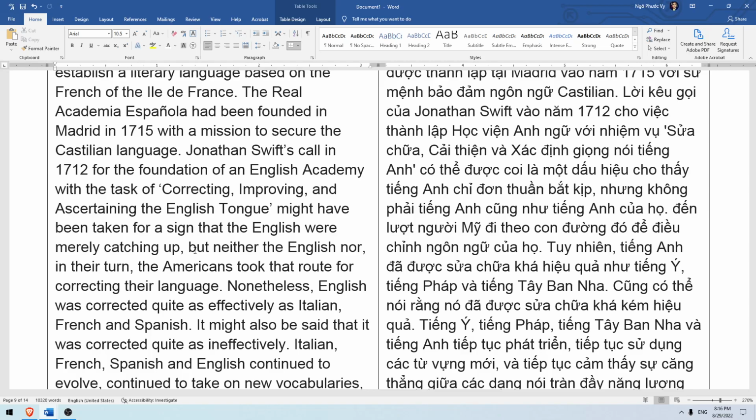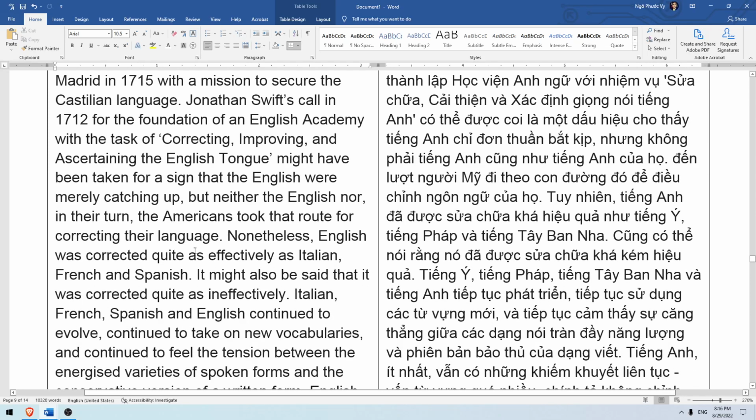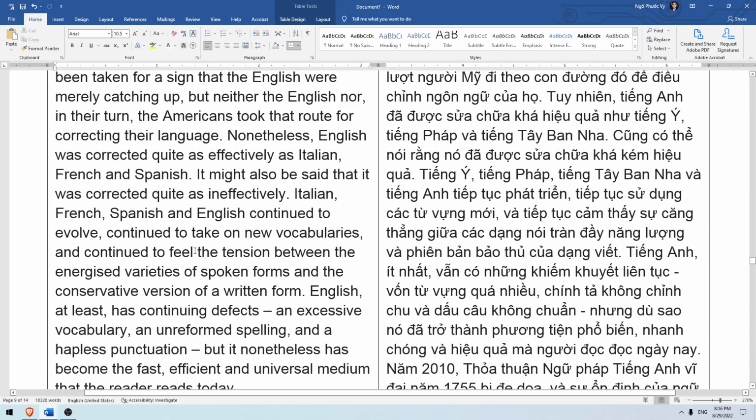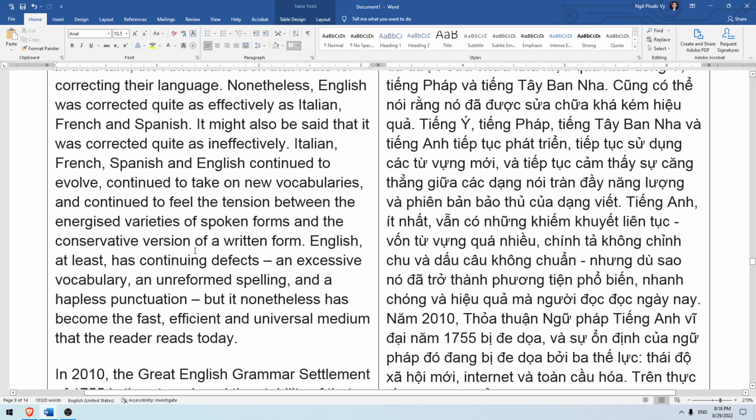Jonathan Swift's call in 1712 for the foundation of an English Academy with the task of correcting, improving, and ascertaining the English tongue might have been taken for a sign that the English were merely catching up. But neither the English nor, in their turn, the Americans took that route for correcting their language. Nonetheless, English was corrected quite as effectively as Italian, French, and Spanish. It might also be said that it was corrected quite as ineffectively.